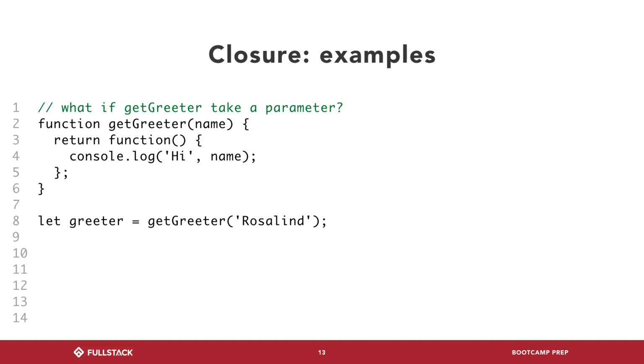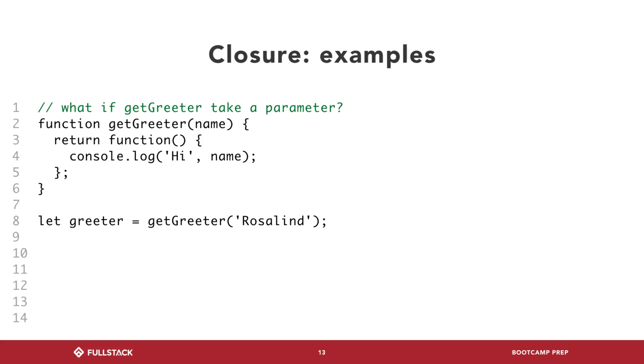The only difference here, and we'll see this more closely in the next slide, is greeter can only say hi to who? Rosalind. Right. Greeter can only ever say hi to Rosalind, because once we create this function, as far as this function is concerned, what is name equal to? Rosalind. Now and forever, it will always be Rosalind.